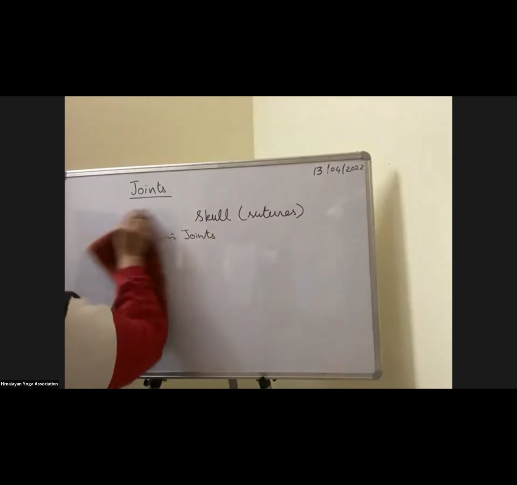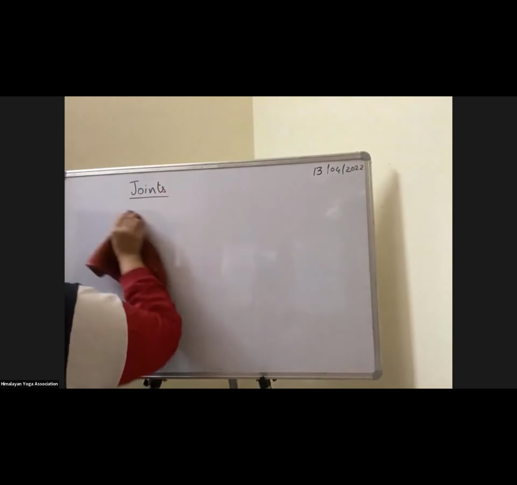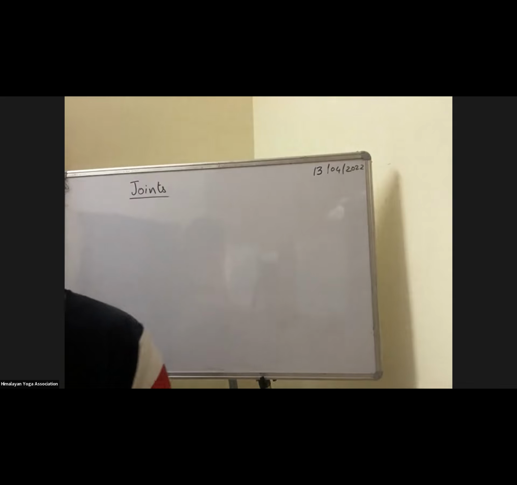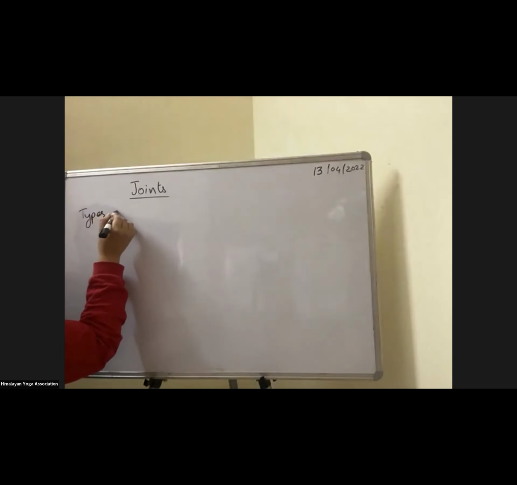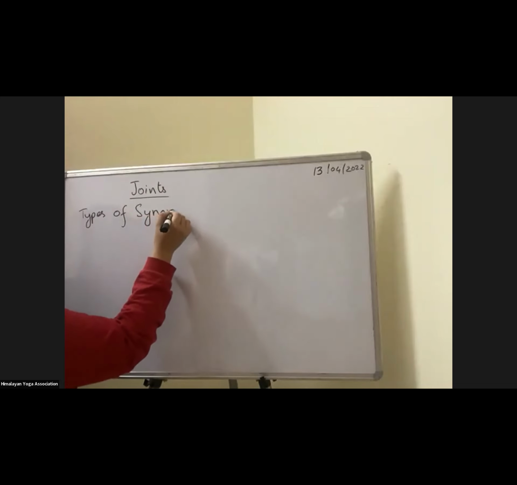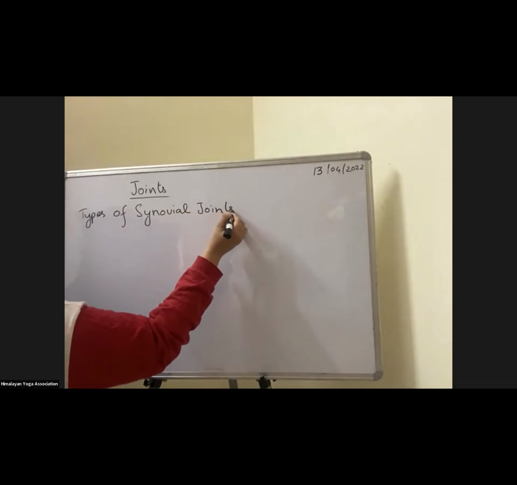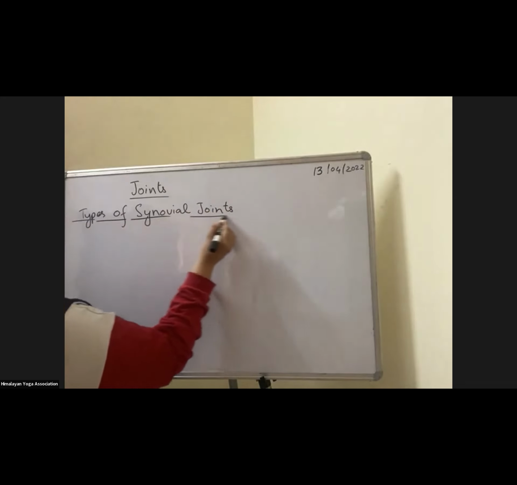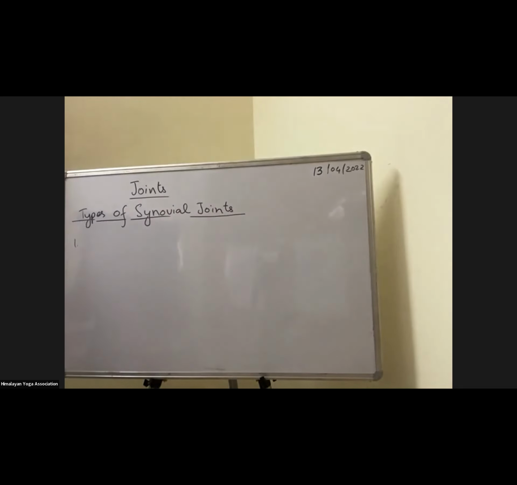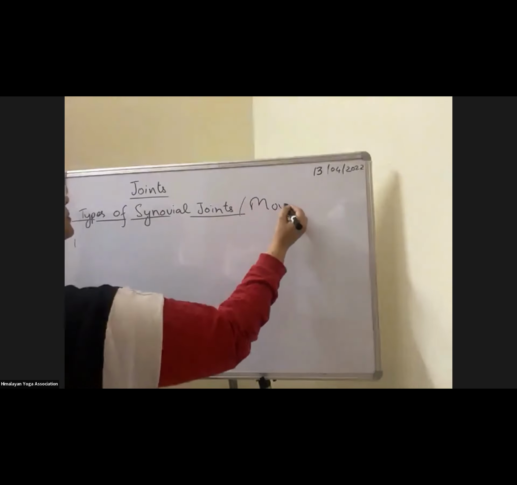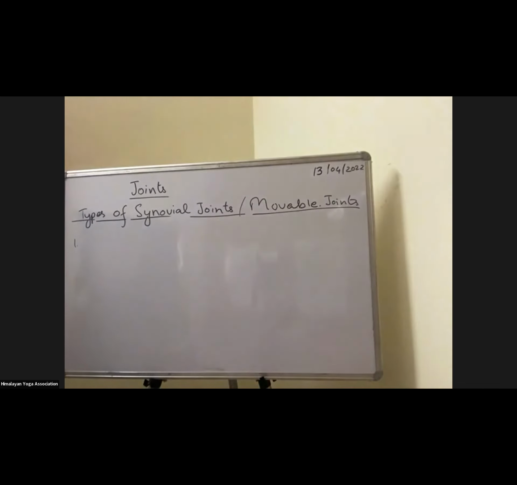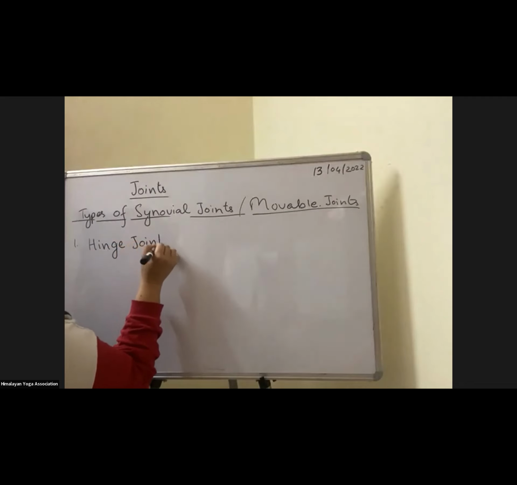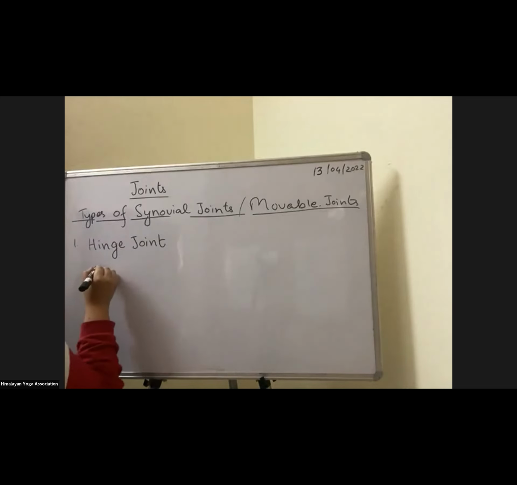But in our anatomy, the favorite class. Now we'll study different types of synovial joints. Okay, first is hinge joint. Okay, hinge joint is somewhat like this.